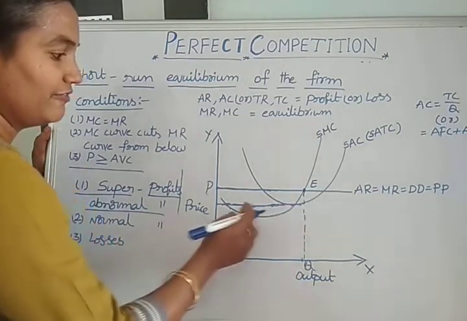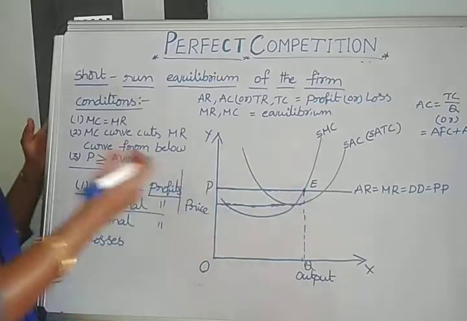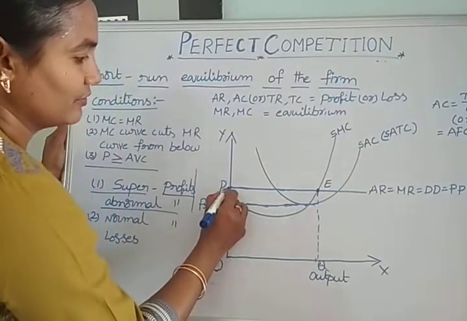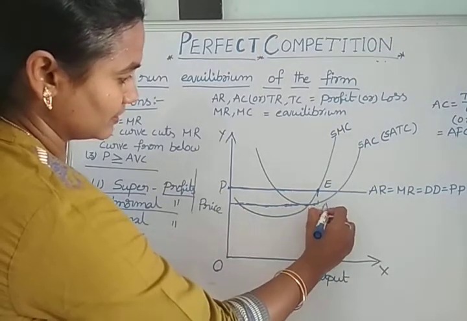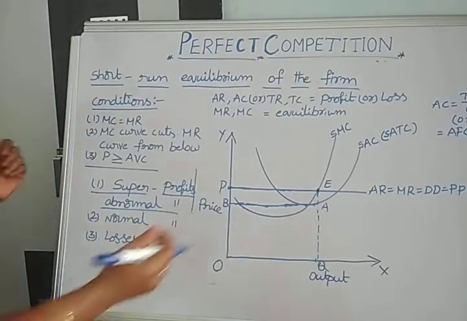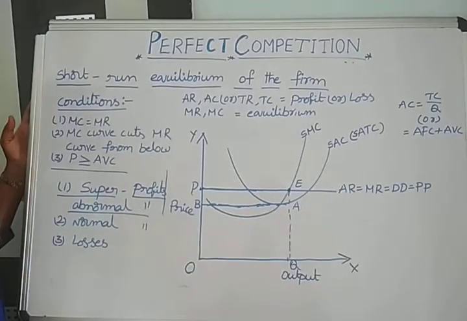That's why if the MC curve cuts the MR curve, that is the only point where it will be cut. That is what we are saying as average revenue. So here we will have the price. For identification purposes, for explaining in an easy way, we put different points here. If you mention any other points, then also no problem.